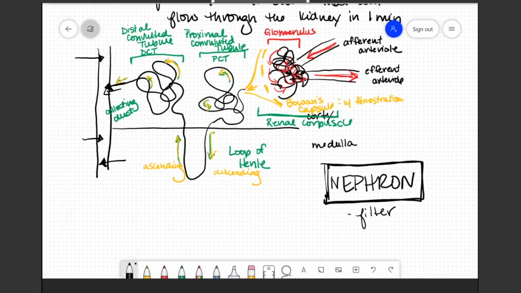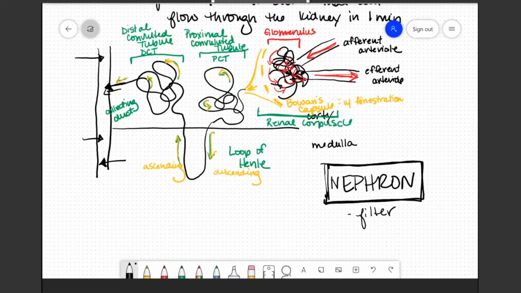So blood will come in through the afferent arteriole, go through all the capillaries that are called the glomerulus. Whatever liquid gets pulled out, filtered out, will be filtered out through the Bowman's capsule. The rest of the blood cells and any other solid structures will leave the nephron through the efferent arteriole. All the liquid we've pulled out of the blood will get filtered by the renal corpuscle, and it will dump into the proximal convoluted tubule.